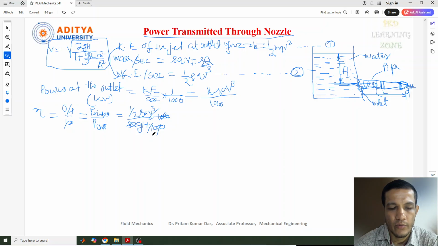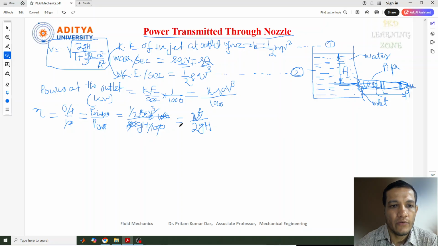So this 1000 will be cancelled and rho will be cancelled. A V is there, and as I told you, A V equals Q, so Q can be cancelled. Only V square will be there. So here we get 1 by 2 g h into 1 by 2 V square, because one V will be cancelled since A V equals Q. So this one we can write as V square by 2 g H.